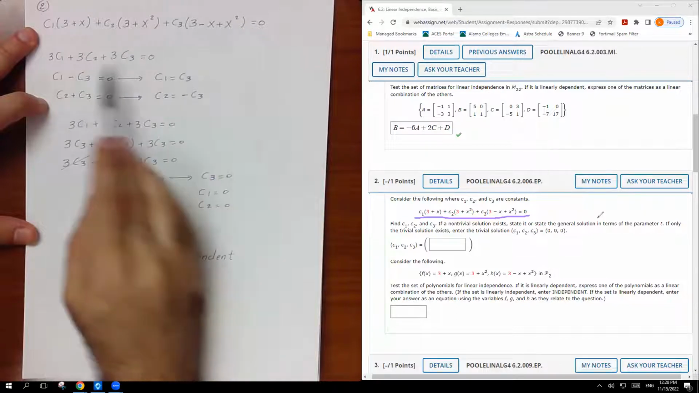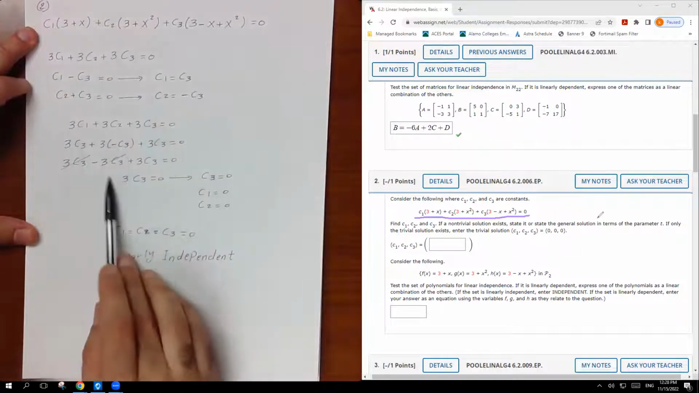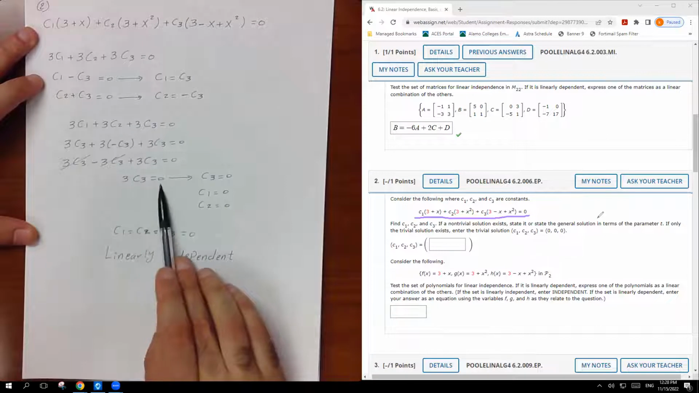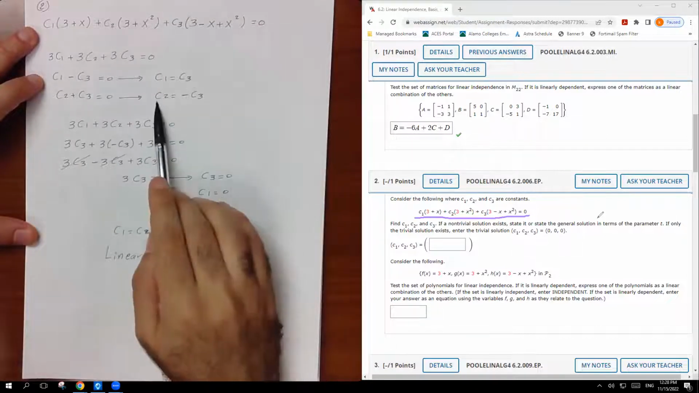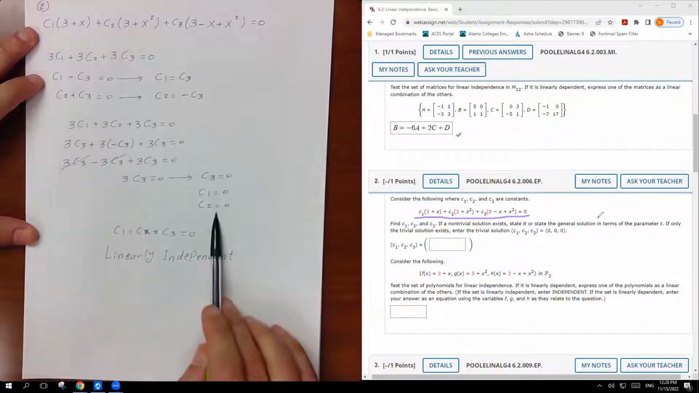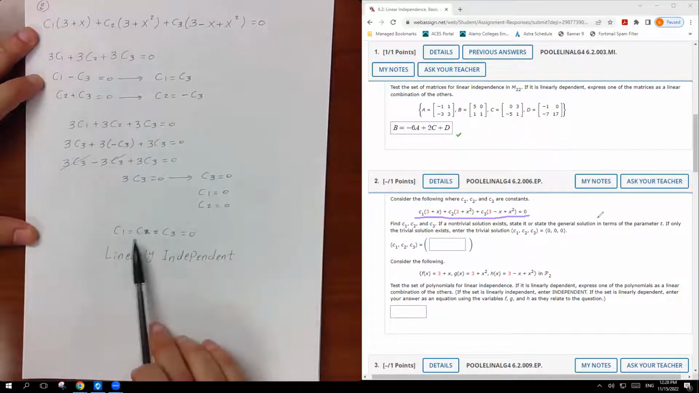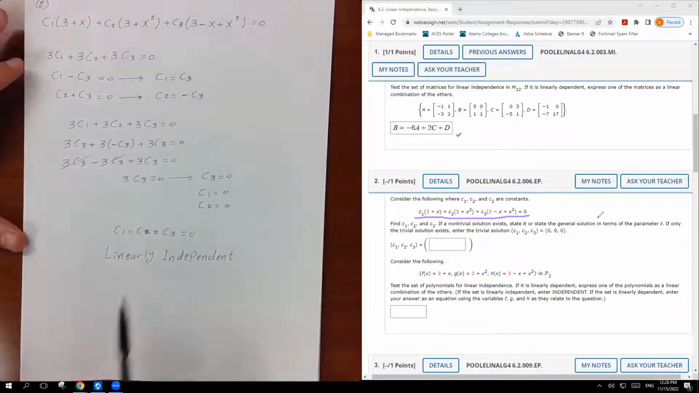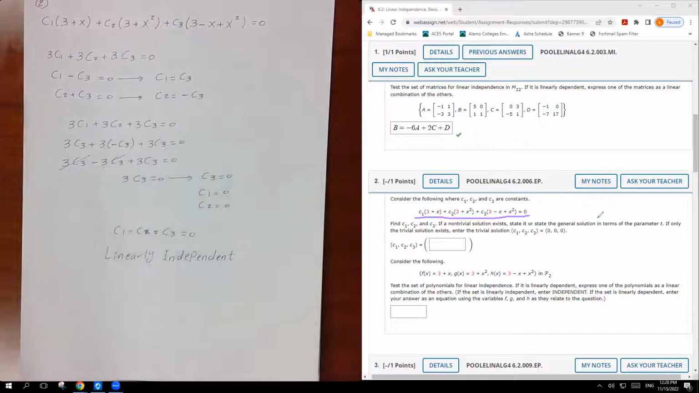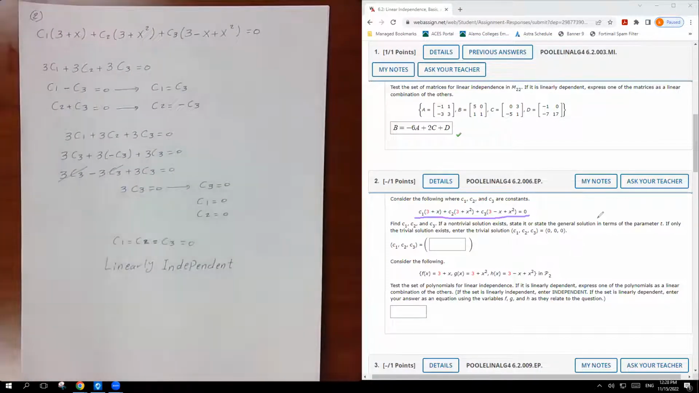Plug in these two in the first equation, and you're going to get 3C3 equals 0. That means C3 equals 0. In this case, C1 equals 0 and C2 equals 0. That means C1 equals C2 equals C3 equals 0. So that means this is linearly independent. That's the only thing you're going to prove here. Don't think it's hard.